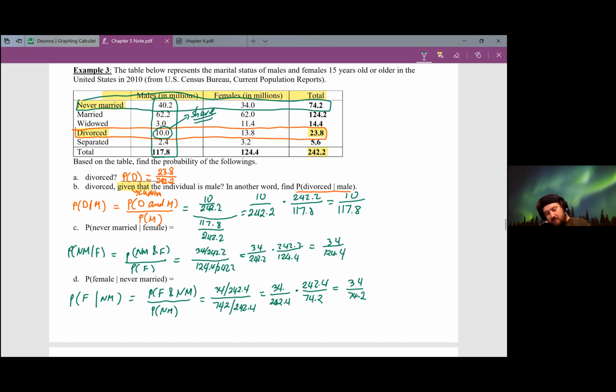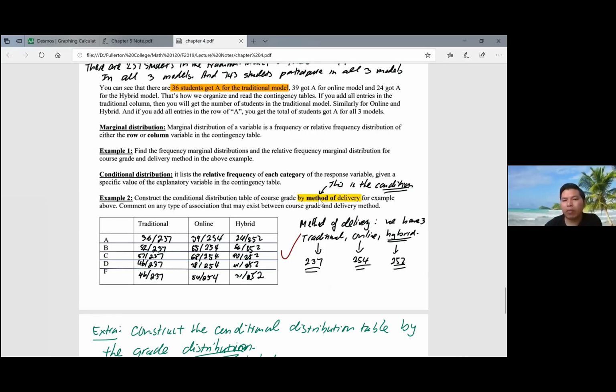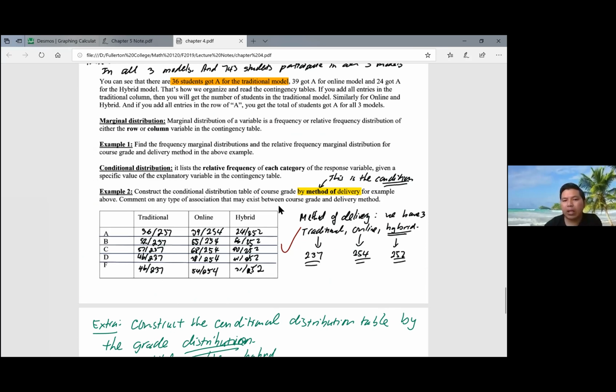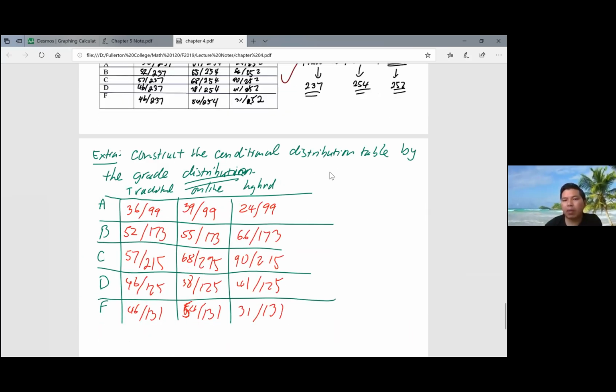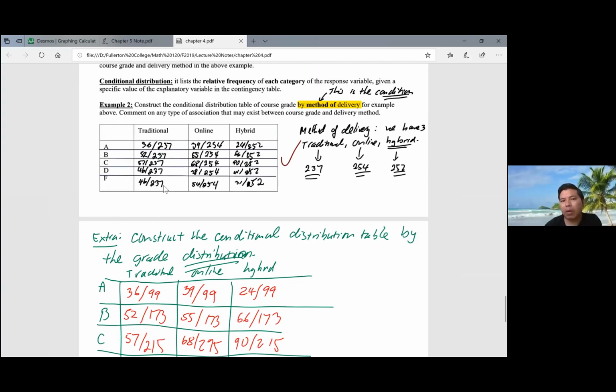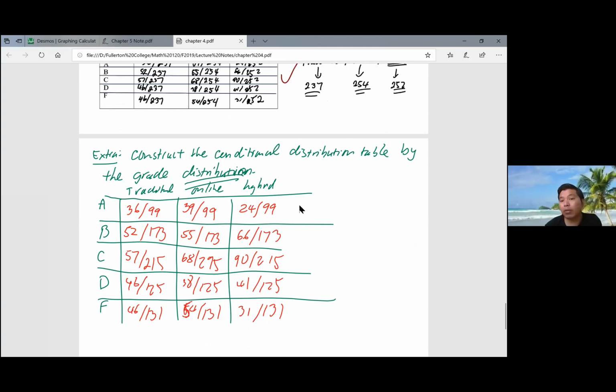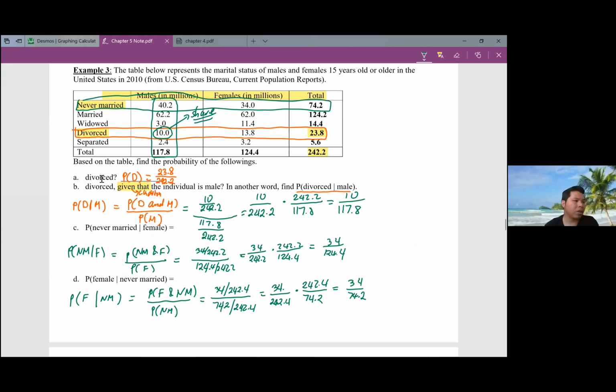Yes, sir. And that's the reason why, when we did chapter 4, at first I gave you by the method of delivery, and then second I asked you to do extra, not by the method of delivery anymore, but by the grade distribution. So now we don't divide by the column, but we divide by the row. And that's the connection with 5.4. So when you look at those options, that's what we got. Okay, better now, Julia.